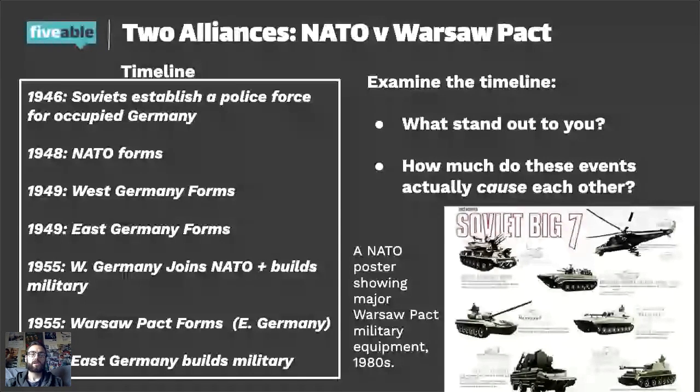So, when you look at this timeline about the alliances, what stands out to you? What stands out to you about this timeline when we talk about the alliances? NATO came first, that's true. West Germany built their army. What about East Germany? Well, they would build a military too.